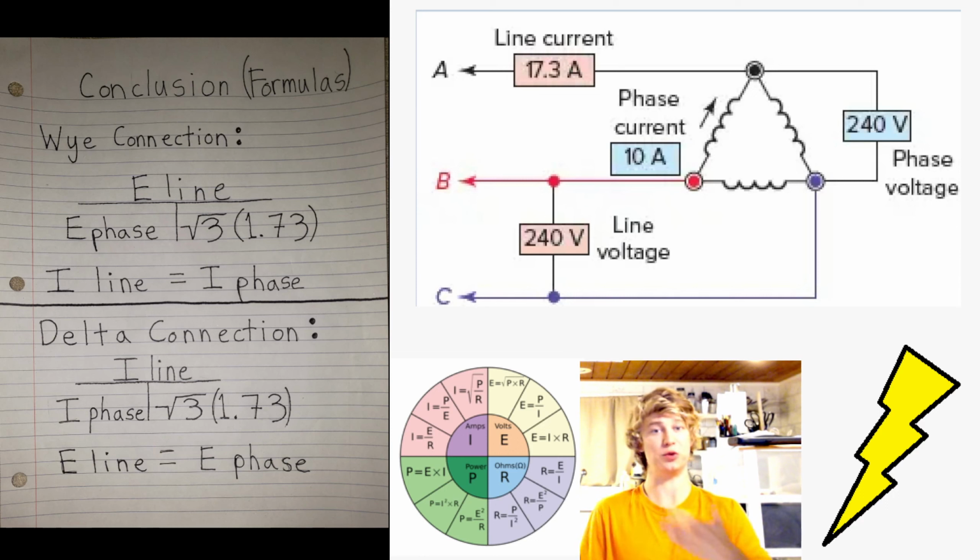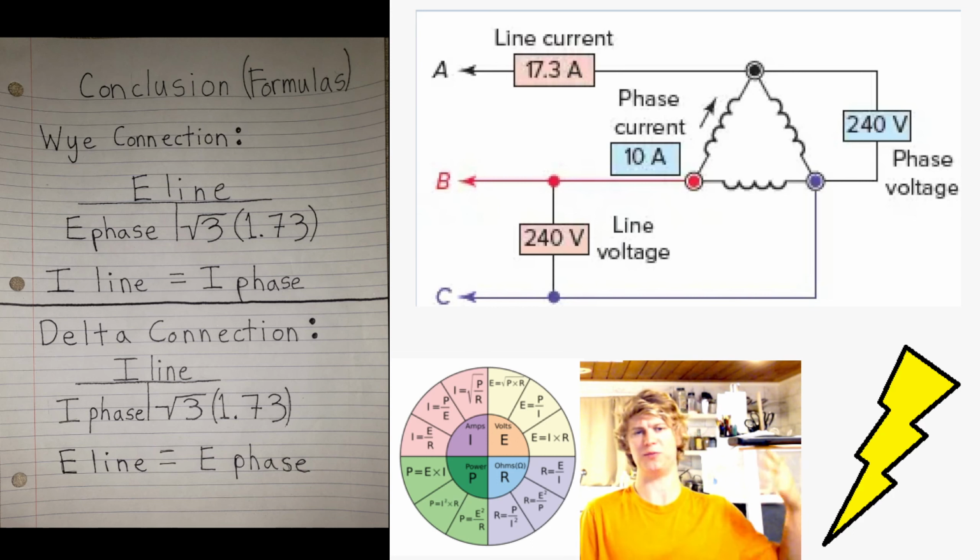So if we know the voltage is going to be changing, which would be a Y connection, all we got to think is the line voltage is equal to the phase voltage times 1.73. Therefore, if we want the phase voltage, since that's going to be smaller, we just think the line voltage divided by 1.73. So how do we remember which one changes in a wye or delta?